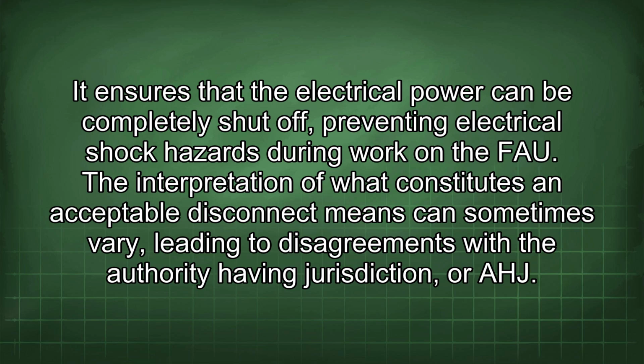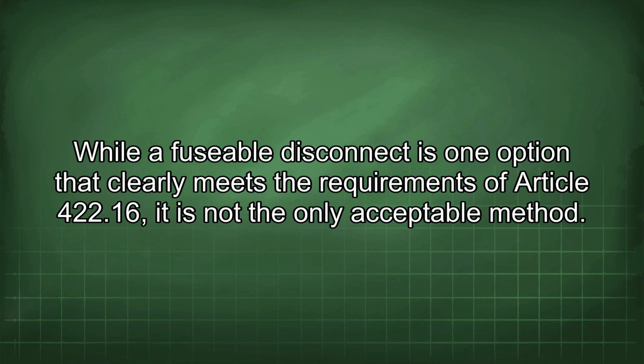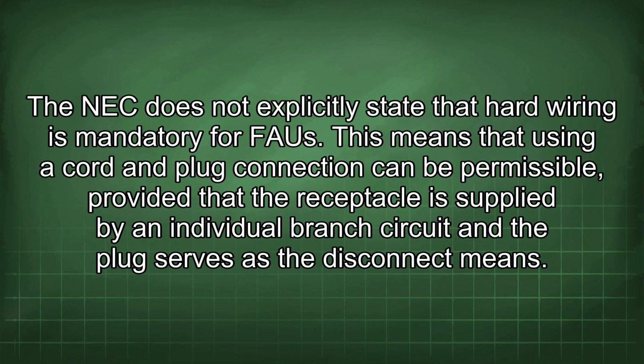The interpretation of what constitutes an acceptable disconnect means can sometimes vary, leading to disagreements with the authority having jurisdiction, or AHJ. While a fusible disconnect is one option that clearly meets the requirements of Article 422.16, it is not the only acceptable method. The NEC does not explicitly state that hard wiring is mandatory for FAU. This means that using a cord and plug connection can be permissible, provided that the receptacle is supplied by an individual branch circuit and the plug serves as the disconnect means.